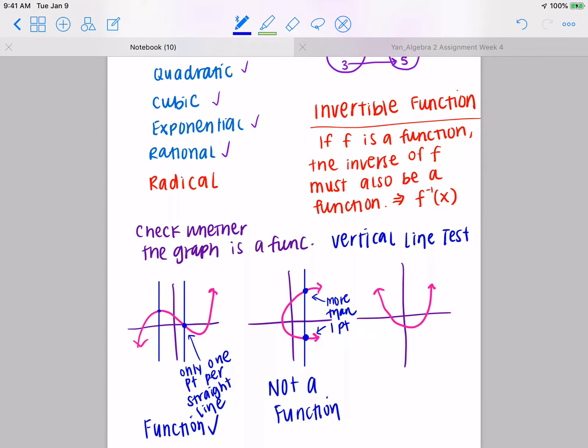Last one. I'm gonna drop a straight line down. That one, I see 1 point. Drop another one, it's also 1 point. If you're able to find one that's more than 1 point, then it's automatically not a function. But in this case, wherever I drop it, I'm still only gonna hit 1 point, so this is a function.